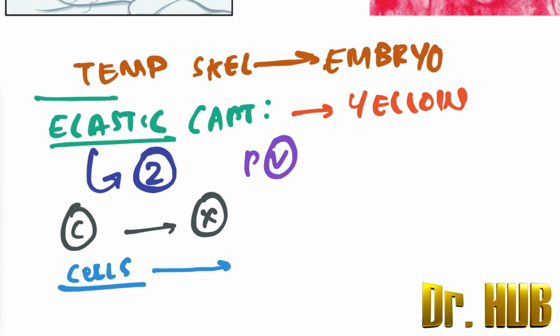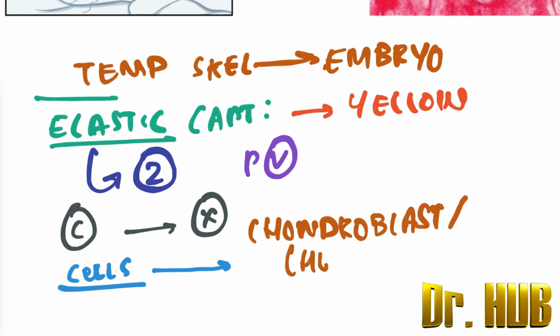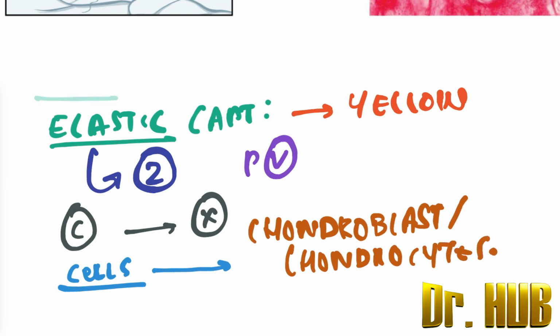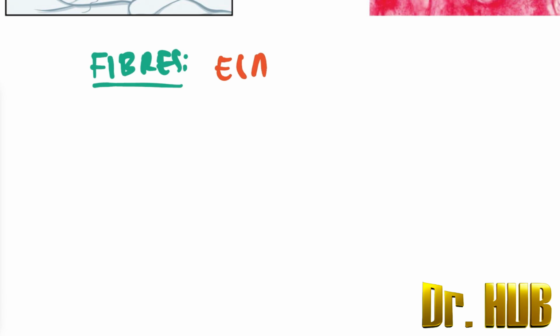So it's very similar to that of the hyaline cartilage: there is presence of the chondroblast as well as the chondrocytes. Then let's look at the presence of the fibers. Under the fibers there are the elastic fibers.